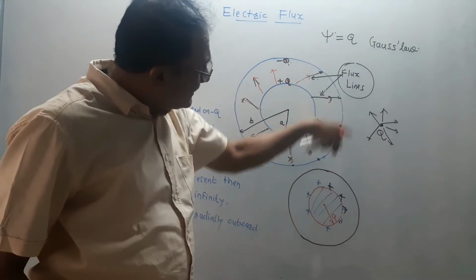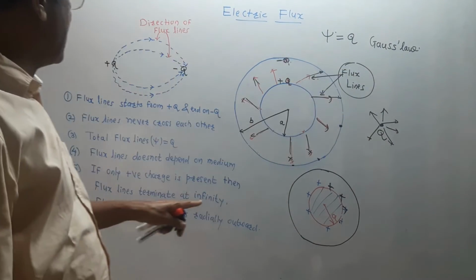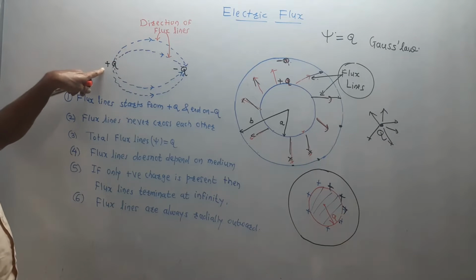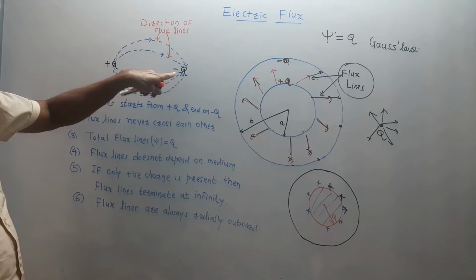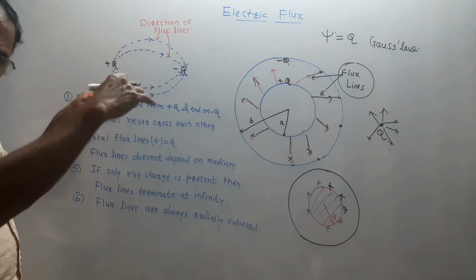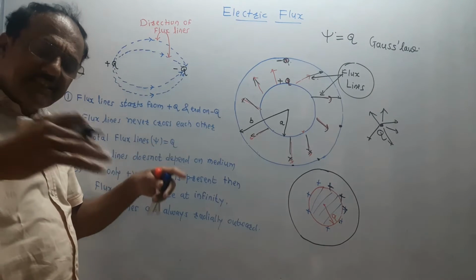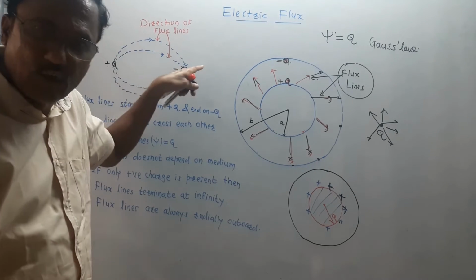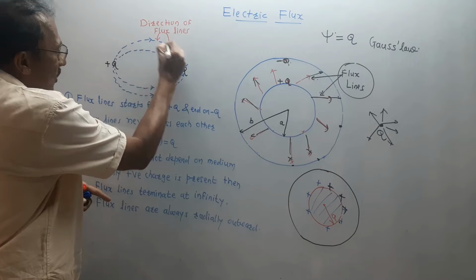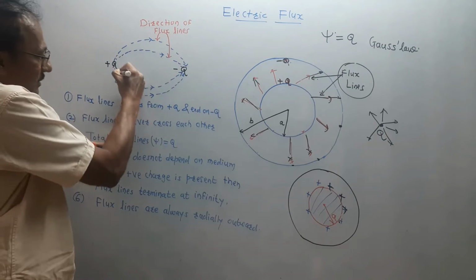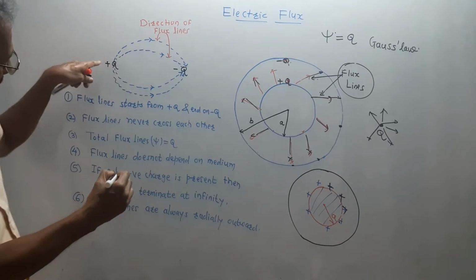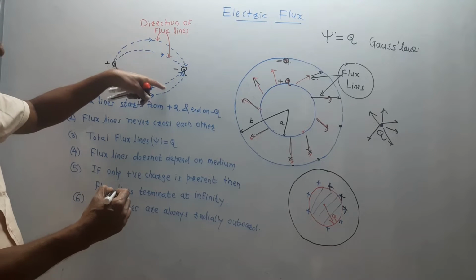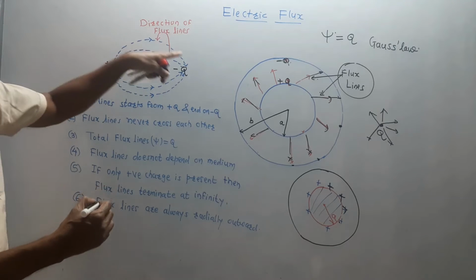Alright, so this is the concept behind the flux lines. Now, come back to this diagram. I have drawn two charges, plus and minus. What we discussed, the energy lines always start coming out from the plus charge, that is plus Q, and they move towards the negative charge, that is minus Q. So I have drawn these lines, which we call flux lines, from plus Q to minus Q. So the direction is from plus Q to minus Q.